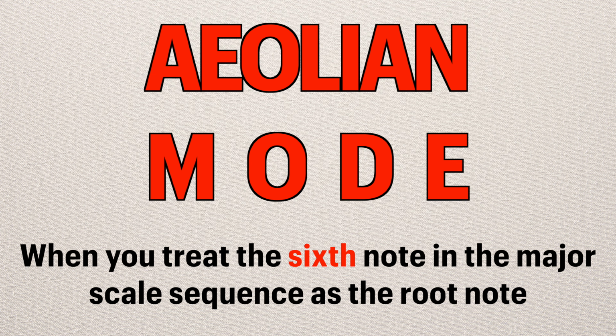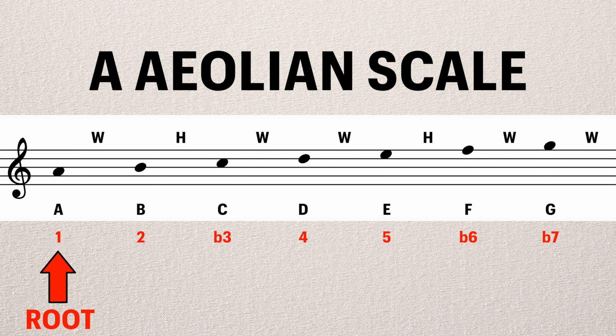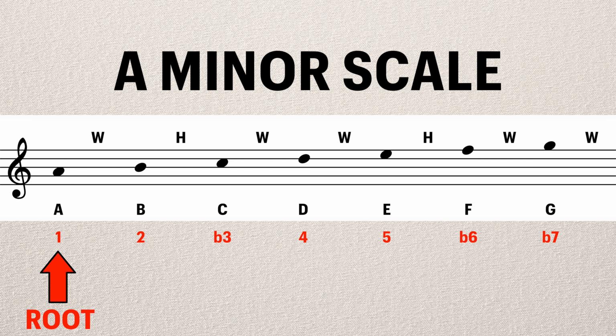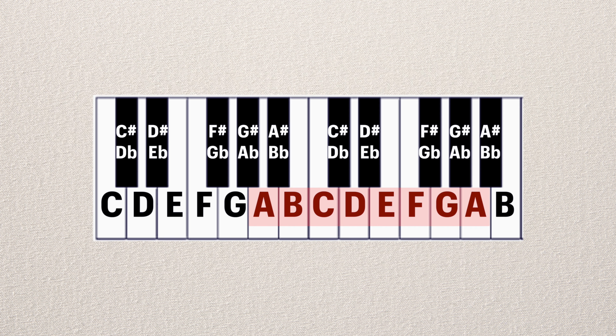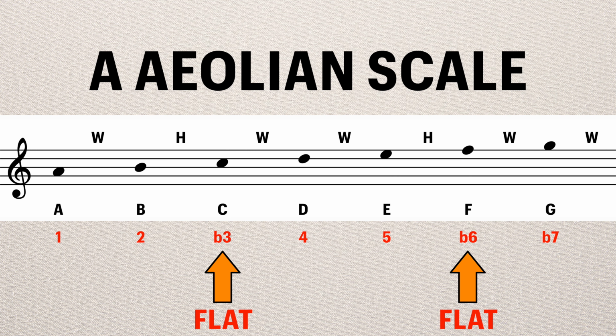Aeolian derives from the 6th note of the major scale. In our example, that would be A, B, C, D, E, F, G, which is nice and easy to remember. And Aeolian is actually the same thing as the minor scale. Aeolian is simply the modal name for minor. And as a side note, if you want to find a major scale's relative minor, simply go to its 6th degree and see what the sequence of notes is if you start it from there. Aeolian mode sounds like this. Aeolian could be described as sad or forlorn sounding, and it has a flat 3, 6, and 7 compared to a parallel major scale.